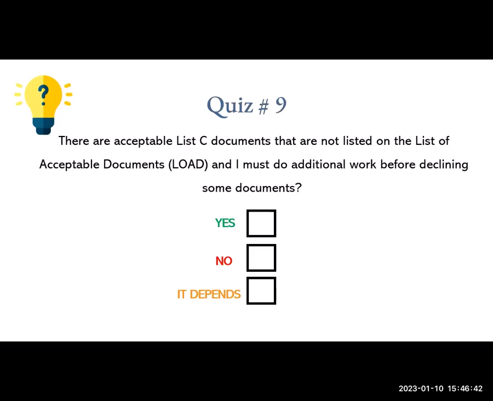There are acceptable List B documents that are not listed on the list of acceptable documents, and you must do, or I must do, additional work before declining some documents. Yes, awesome. Okay, except for my double negative, we're doing good. Okay, 10.